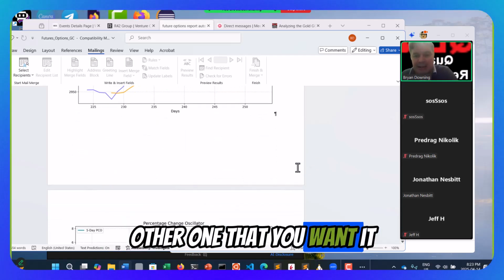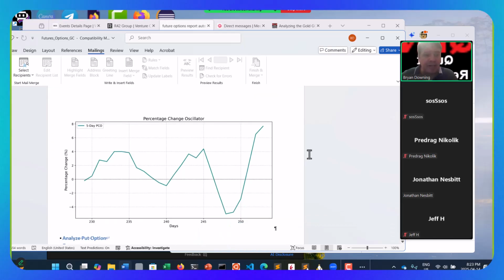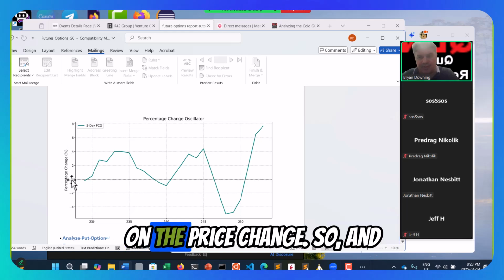The other one that you want to measure is the oscillation on the price change, using the different percentage on the price change.